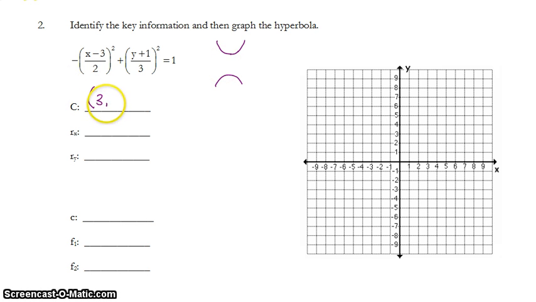My center is at 3, -1. I can plot that. My x radius is 2. That means go right 2, left 2. My y radius is 3. Go up 3, go down 3. That gives me enough to make my rectangle. And it allows me to take my straight edge out and draw these asymptotes, they're called. You'll learn a lot more about asymptotes in Algebra 2.